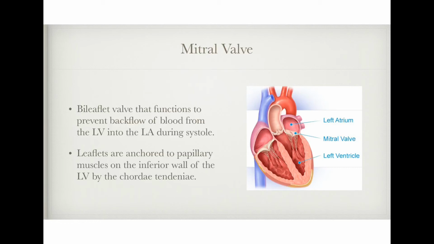You see the anterior and posterior leaflet of the mitral valve anchored to these papillary muscles coming off the inferior wall by these thin fibrous structures called the chordae tendineae.